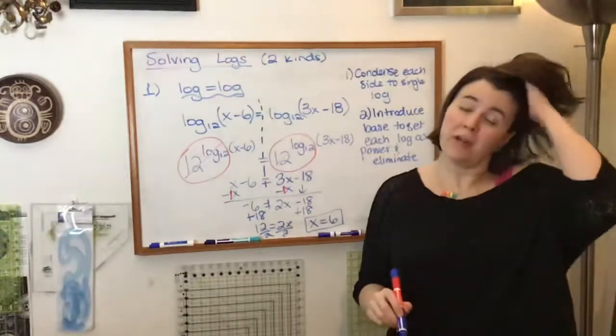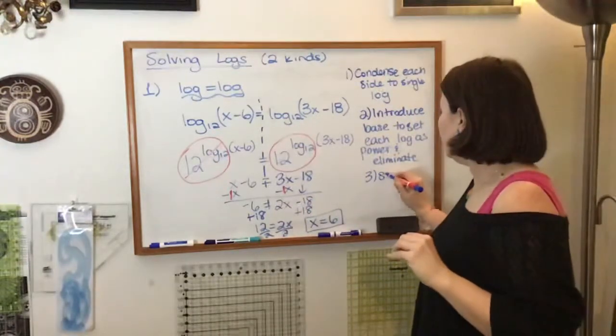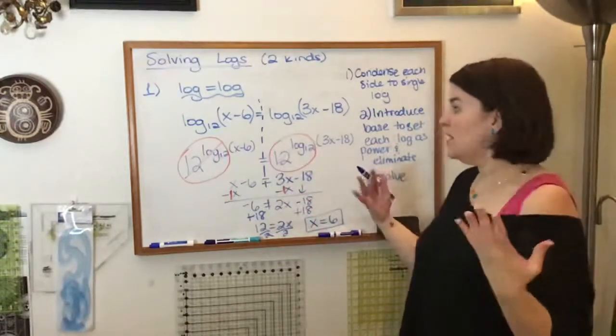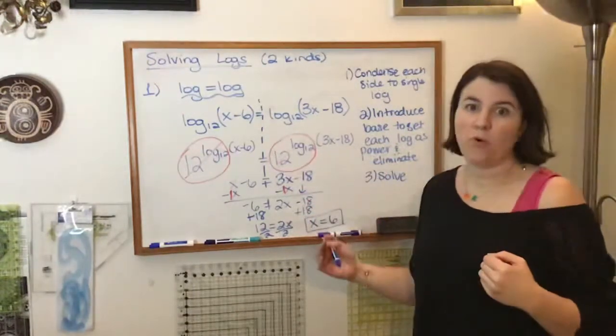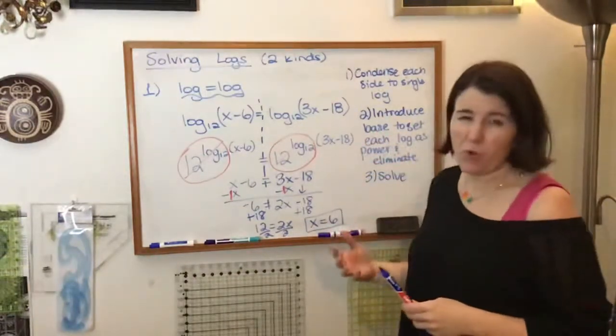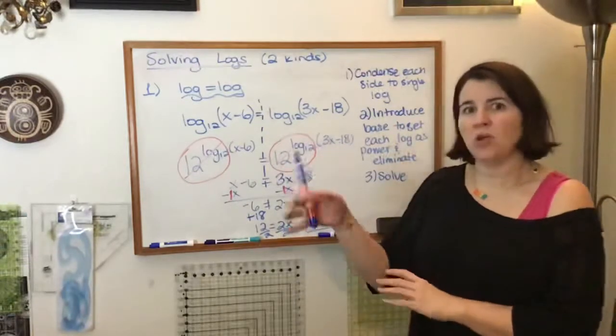So what you notice, hopefully, is when log equals log, you introduce the matching base, they eliminate, and then the problem is a straightforward solving problem. If there's more than one log, you have to do a little more work, and usually what happens is you have logs on one side and not the other.